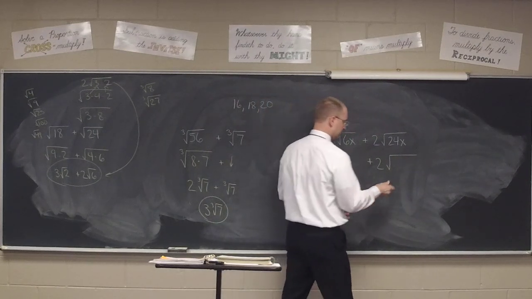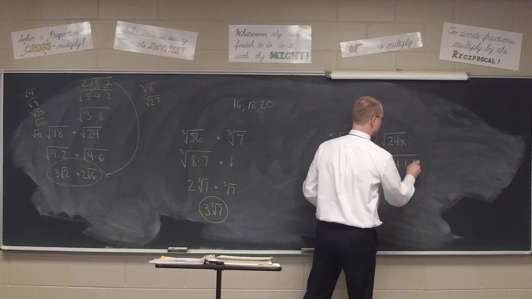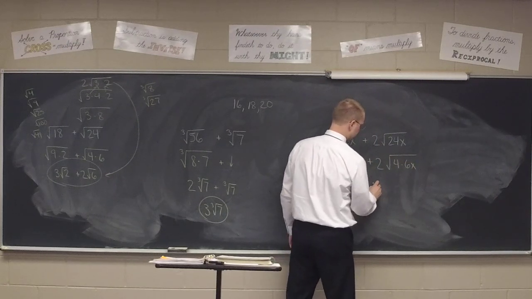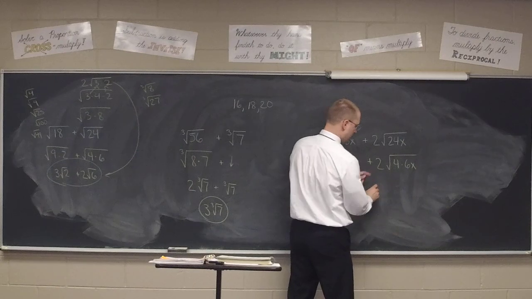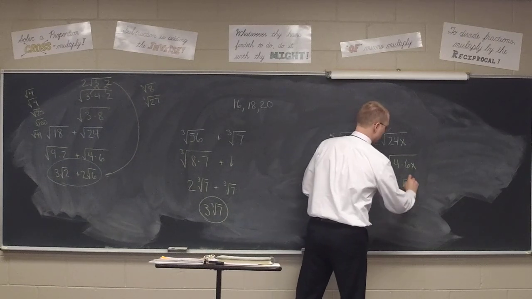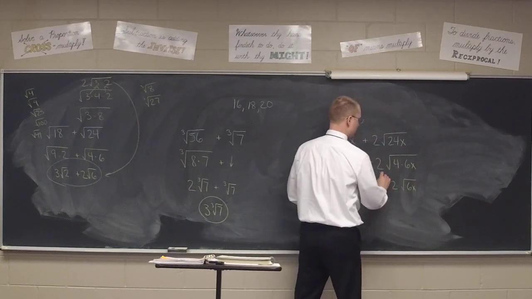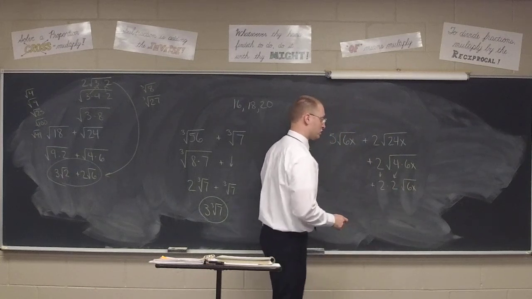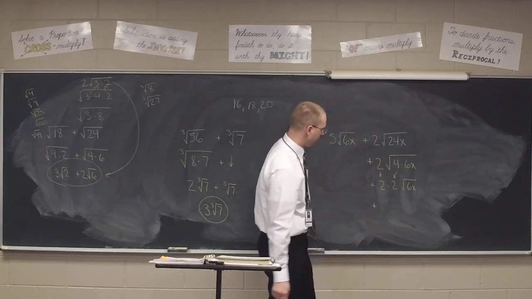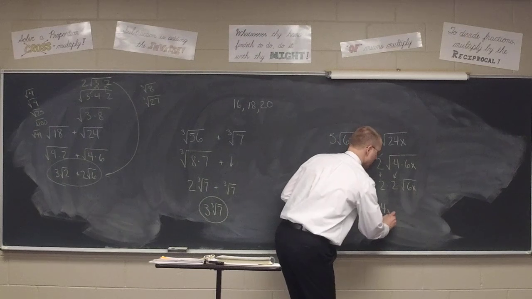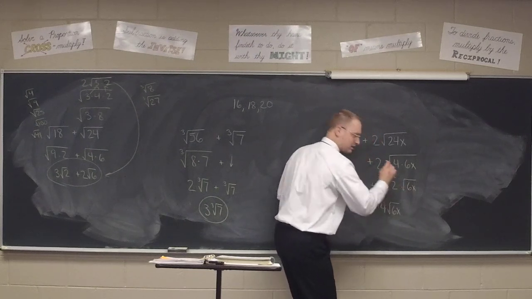4 times 6, to give you 2 times the square root of 6x. Now, we've already got a 2 here, so it's technically 2 times the square root of 6x, isn't it? This 2 comes down, the square root of 4 becomes the 2. So really, we end up with 4 times the square root of 6x. Does that make sense?